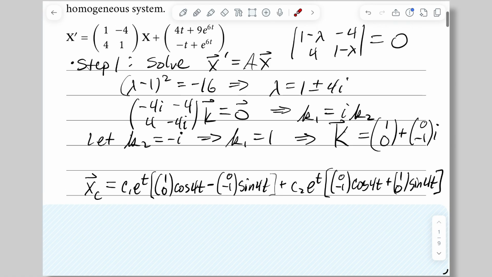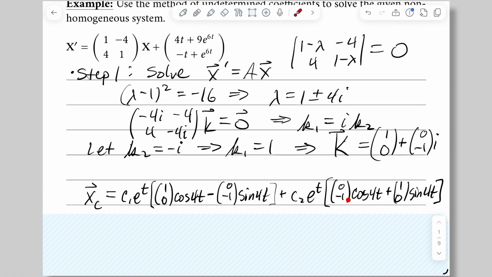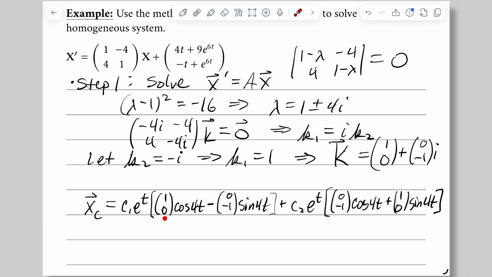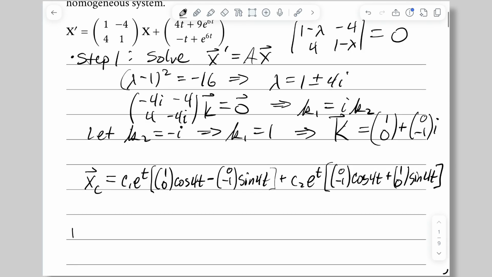All we really care about at this point is that we don't have any terms in our complementary solution that are redundant with our f of t. If we did, we simply wouldn't use undetermined coefficients because avoiding redundancy is more complicated in dealing with systems than it is with dealing with equations. Since we can see here that we have no redundancy with f of t, we're going to go ahead and proceed. Let's write down the form of f of t.